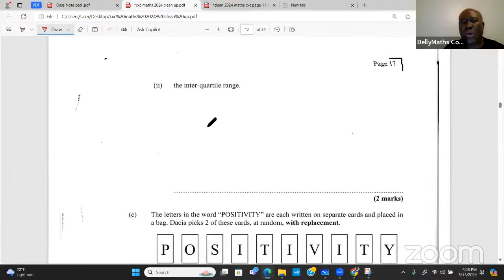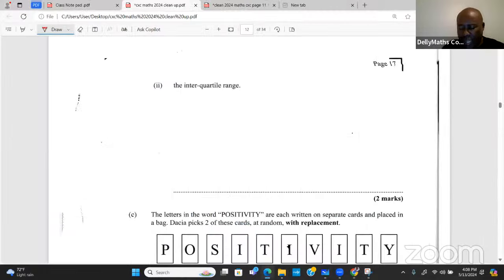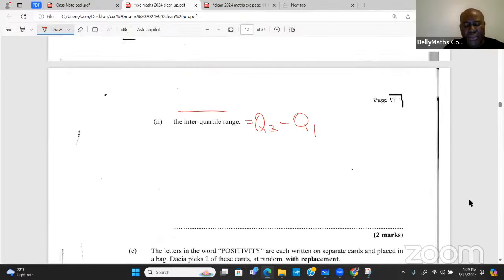The next question says the interquartile range. So in order to do the interquartile range, we want to make sure we write down what you need to do. Interquartile range suggests that you're going to find Q3, take away Q1. So it's Q3 minus Q1. That's it. So this is your interquartile range. What we're going to do is to find them, we subtract them, and we're done. So let's go find them, all right?